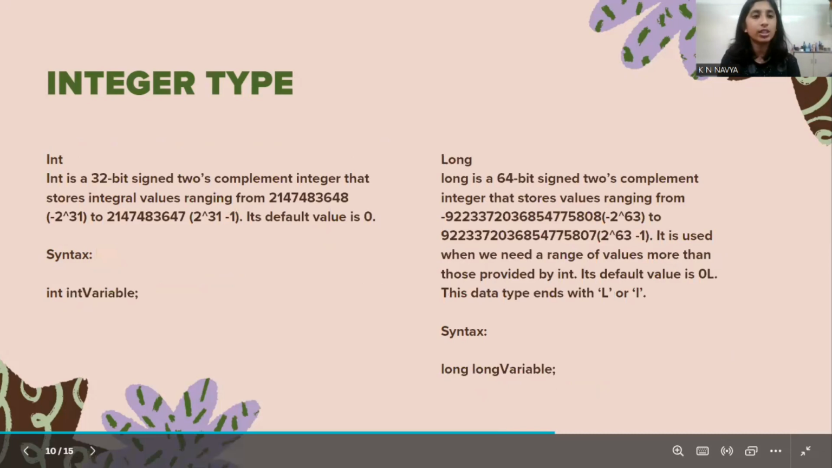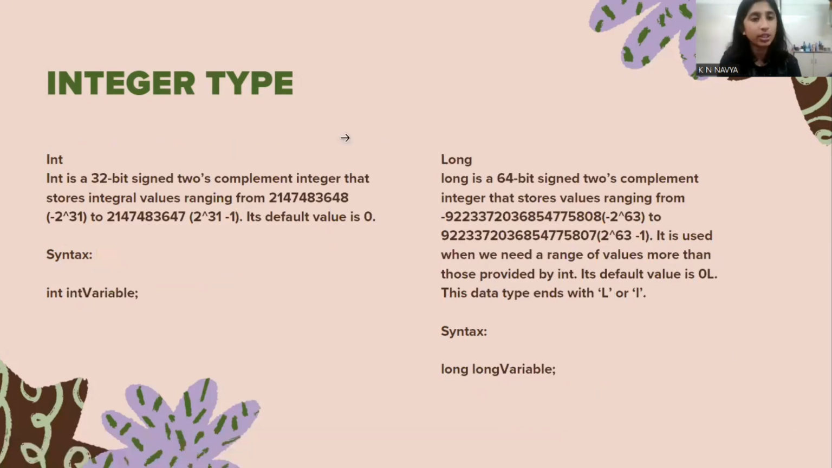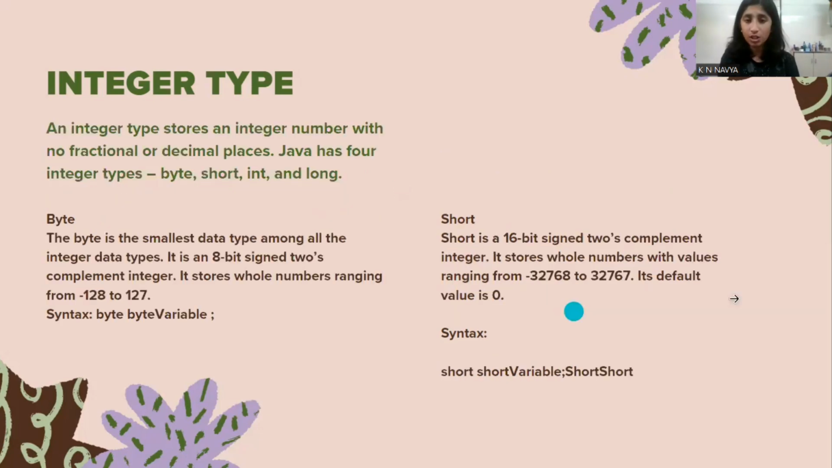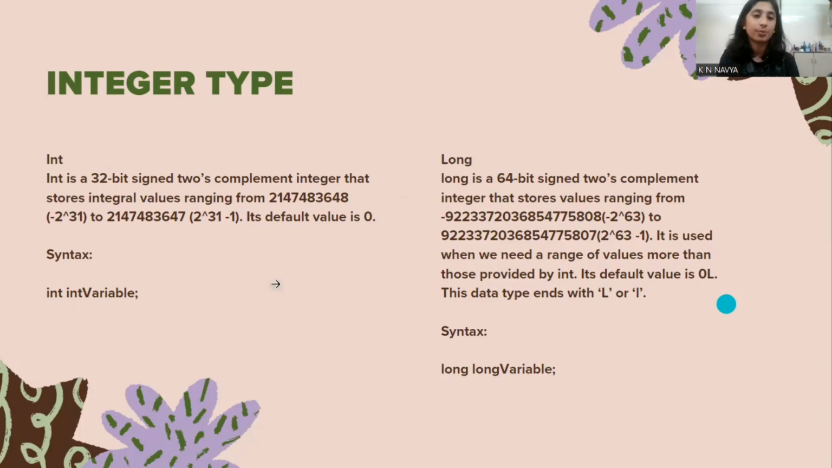Now let's see the int data type, which is commonly used in most of the languages. This int data type is a 32-bit signed two's complement integer, which stores integer values ranging from minus 2 to the power 31 to 2 to the power 31, which is a wide range, and its default value is also 0, like the short. Its syntax is given here. You just need to add the int data type name.